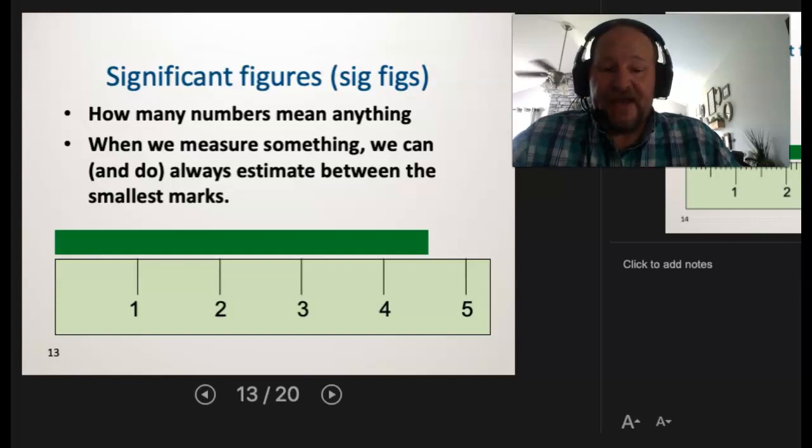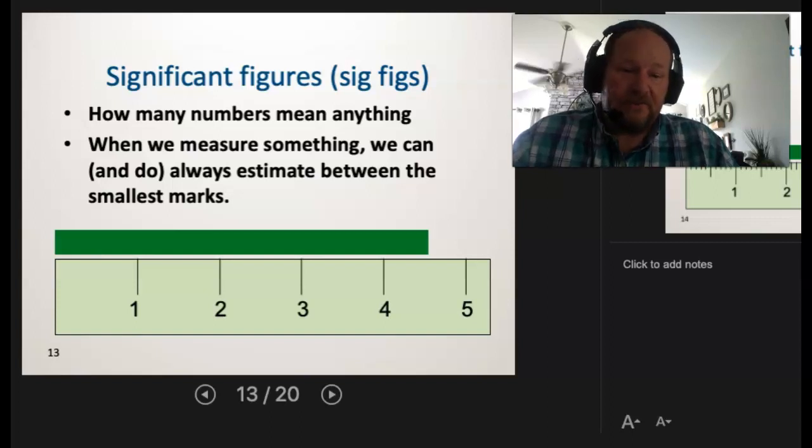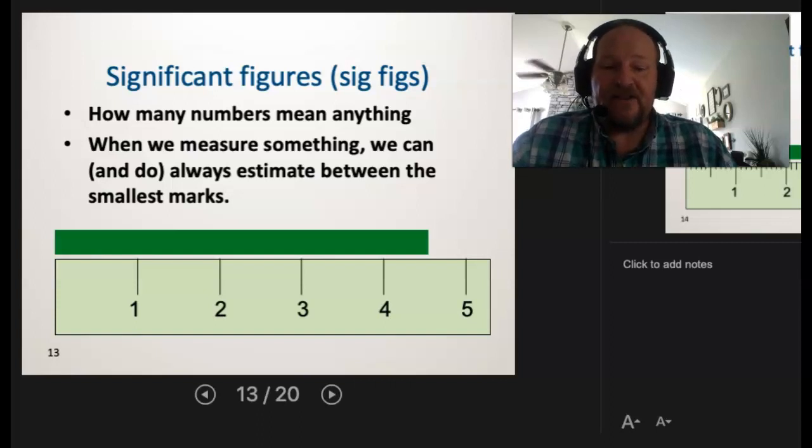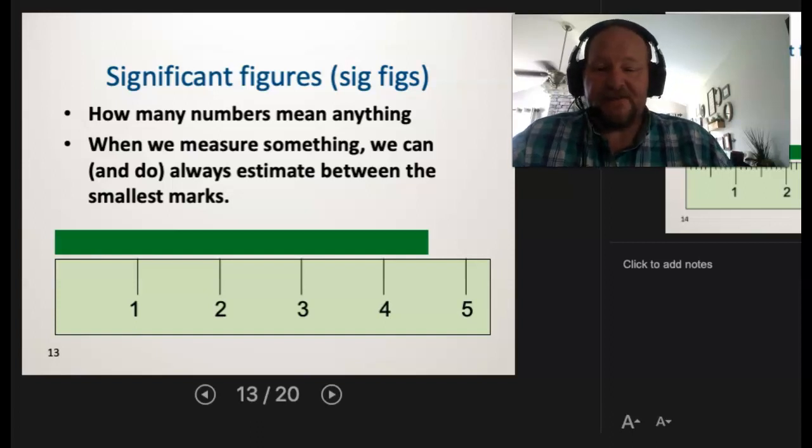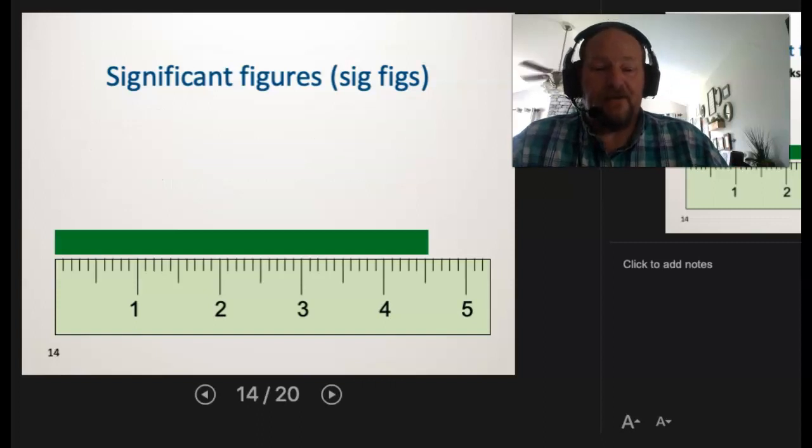In order to do that, I would need a better ruler. The instrument is going to limit how good the measurement can be. Here, my instrument is in marks of 1 unit. That means I can only estimate down to the 10th place. Now, if I want to get past that and I want to get a better measurement, I'm going to have to spend some extra money and buy a better ruler.